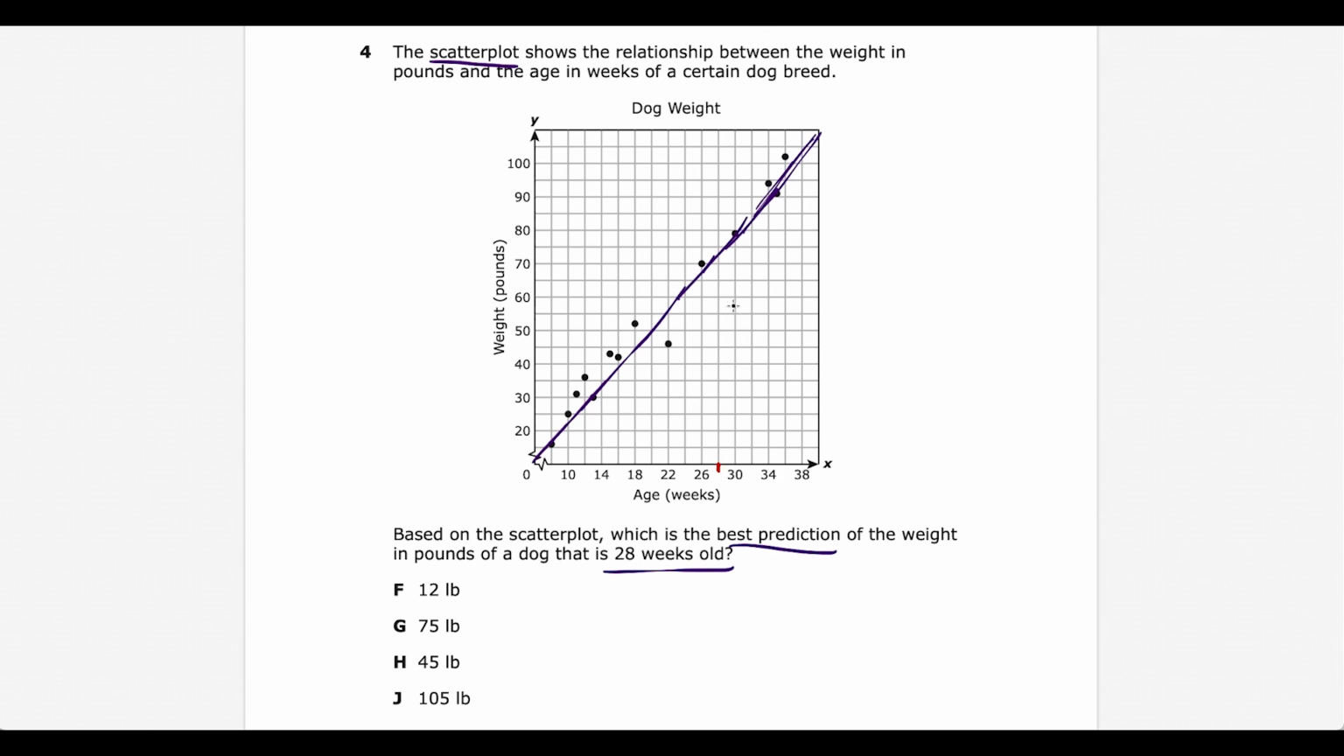That's over here. We go up to the line and notice that we are a little bit shy of 75, just in the neighborhood of 75 here. And the answer that's closest to 75 is choice G. So this is going to be our solution.